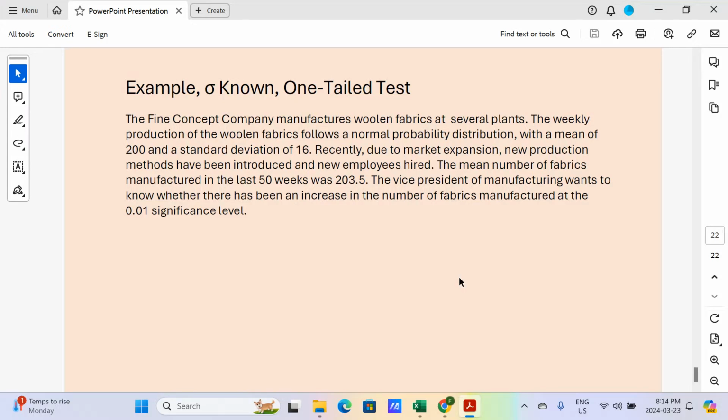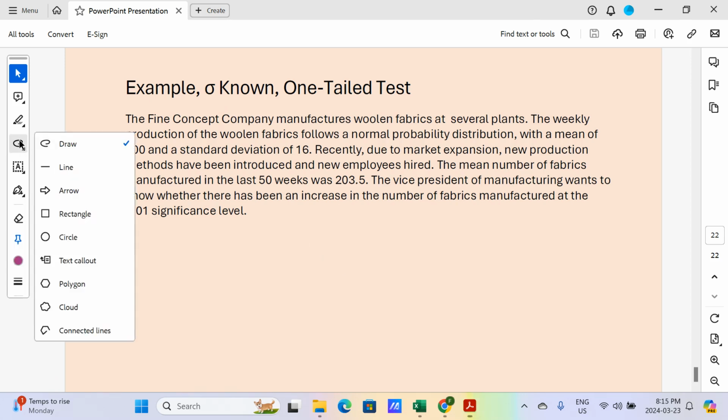In this video, we are going to do a one-tailed hypothesis test for this problem. Let's read the question. The question says, a company manufactures woolen fabrics at several plants. The weekly production of the woolen fabrics follows a normal distribution with a mean of 200 and a standard deviation of 16. Look at here.